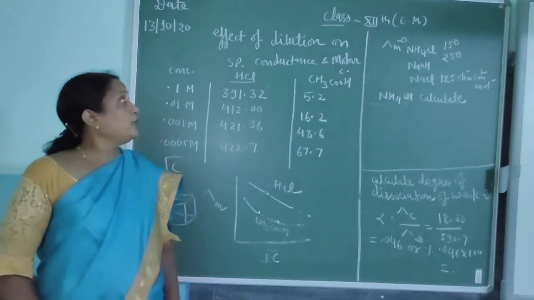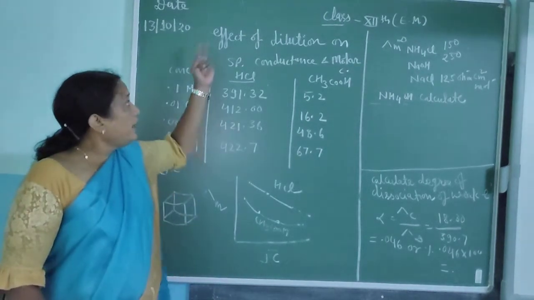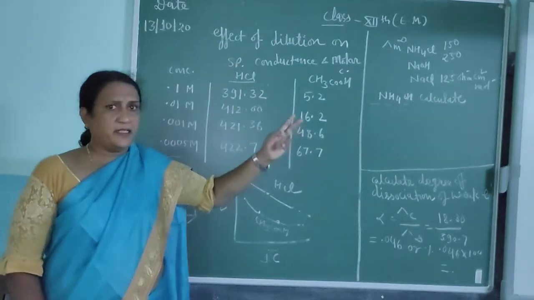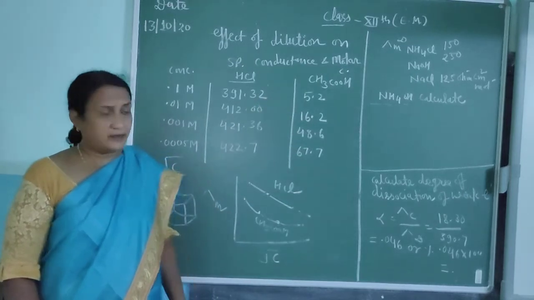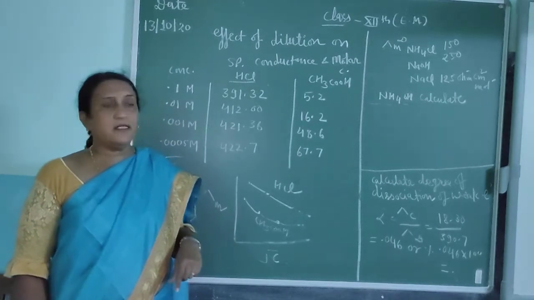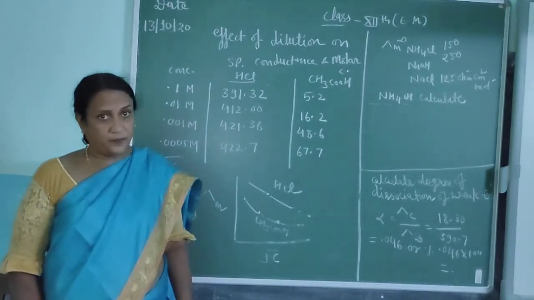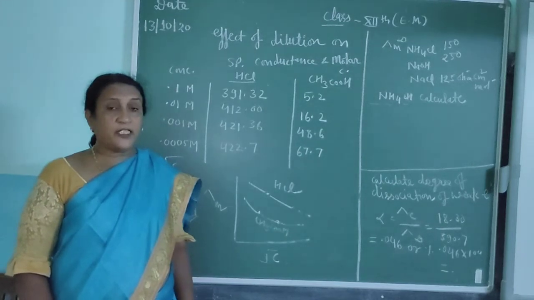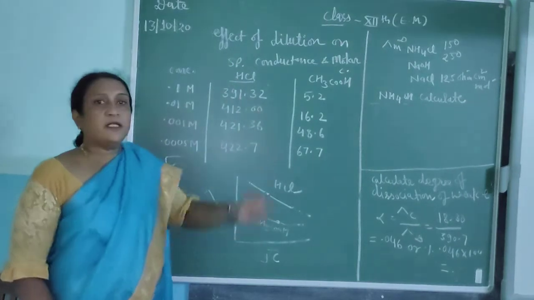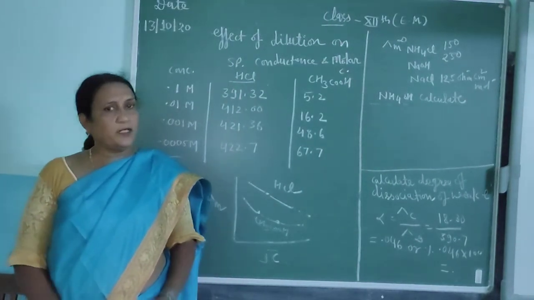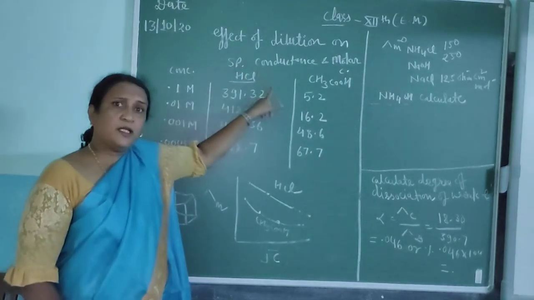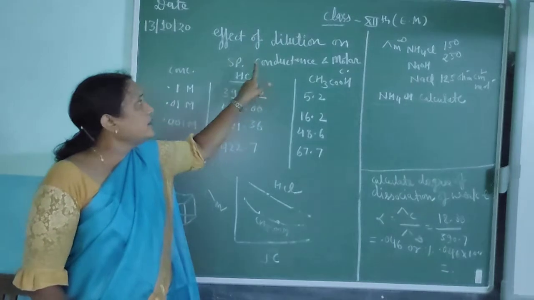Today we are going to discuss the effect of dilution on specific conductance and molar conductance, as well as equivalent conductance. After that we will discuss, as I told in the previous class, the application of Kohlrausch law. But before that, we will discuss the effect of dilution on specific conductance and molar conductance. I already told you that specific conductance and molar conductance are very important in this chapter.